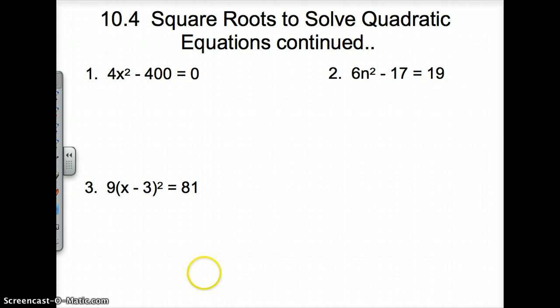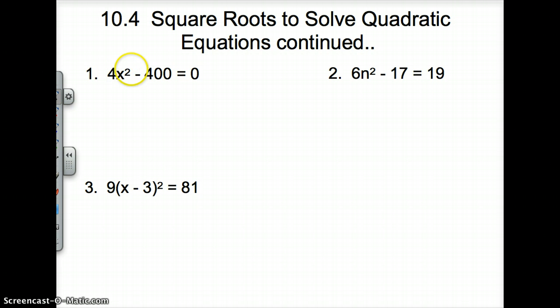Welcome back to section 10.4 as we continue to use square roots to solve quadratic equations. First, we're going to start with a couple examples, and if you feel comfortable with these examples, you can fast forward the video to their solutions to double check your answers, or go on to the word problem. But first, I'm going to start with number one.